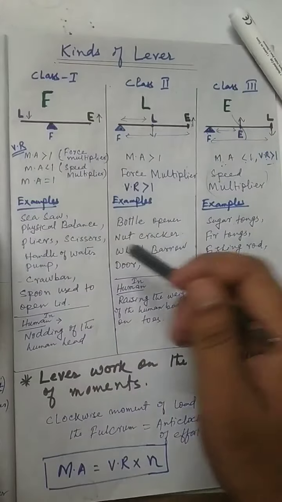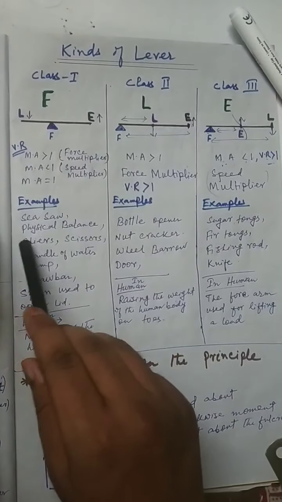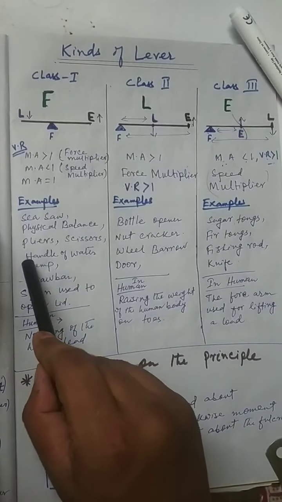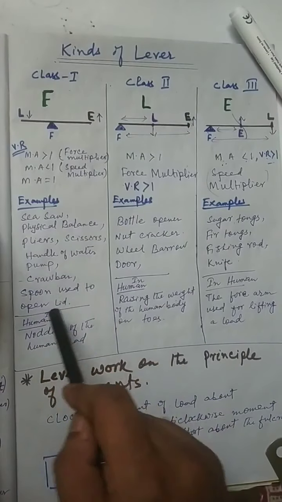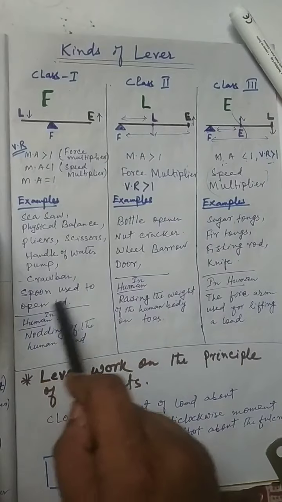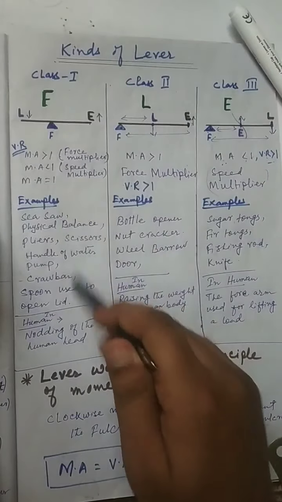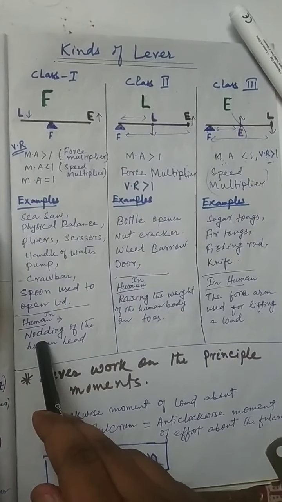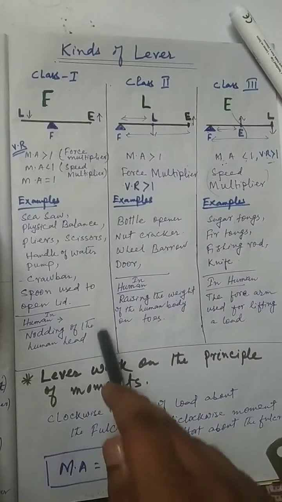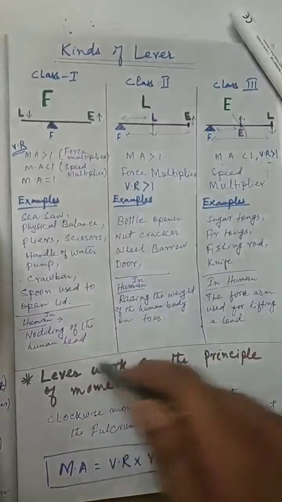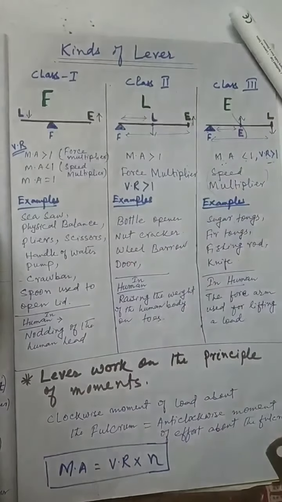Examples of the first class lever are seesaw, physical balance, pliers, scissors, handles of water pump, that is hand pump, crowbar, spoon used to open a lid. These are the examples of first class lever. In human beings, nodding of the head is an example of the first class lever. We will discuss these in detail in the next video.